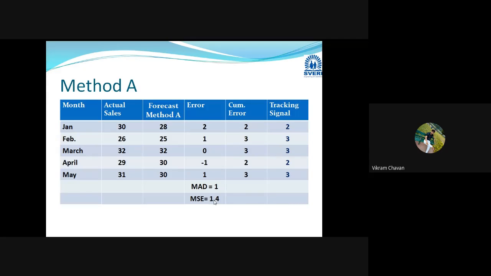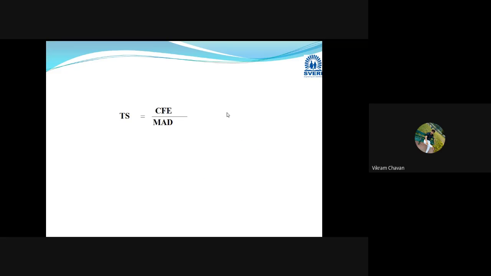Now, once we have calculated MAD, which is equal to 1, and once we have calculated the cumulative error, it will be useful to calculate the tracking signal, because the tracking signal formula is tracking signal equal to CFE divided by MAD. That is, the cumulative forecasting error divided by the mean absolute deviation. This is the equation for the tracking signal.